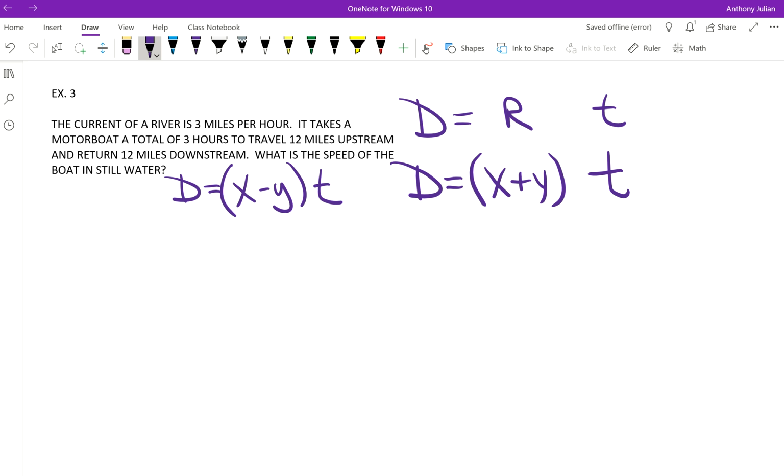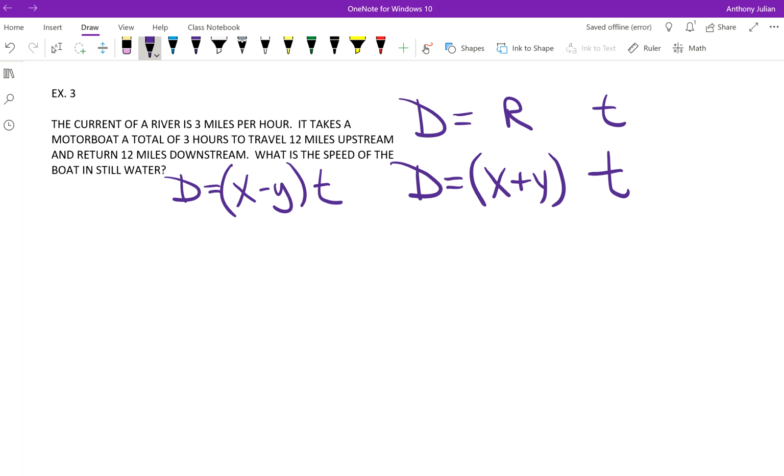All right, so key part now is that we want to get these equations equal to t. Okay, so how about we do this? The current of a river is 3 miles per hour. It takes a motorboat a total of 3 hours to travel 12 miles upstream and return 12 miles downstream. So that throws a little bit of a problem here. When it's talking about taking a total amount of time up and back, it's not going to be evenly distributed. It's not going to take an hour and a half to go downstream and then an hour and a half to go upstream, because it takes longer to go upstream.